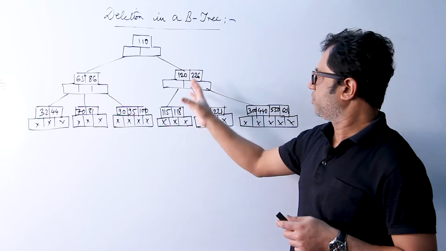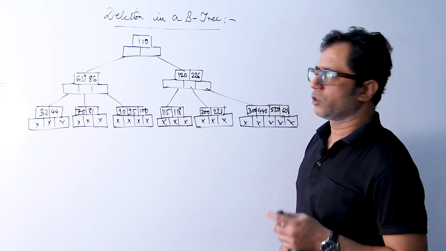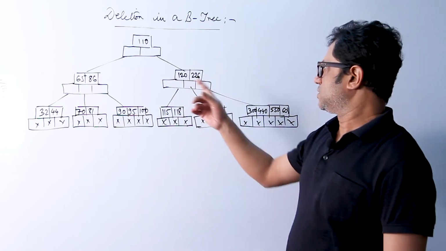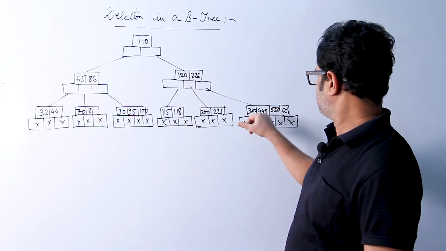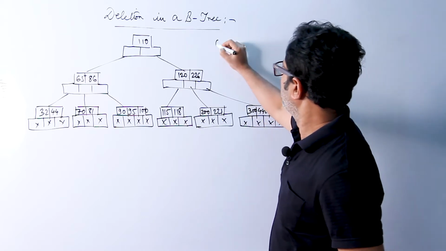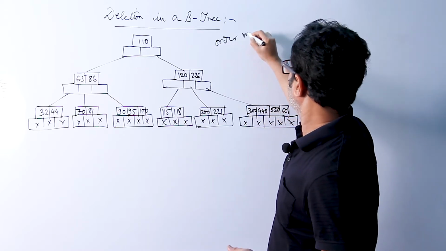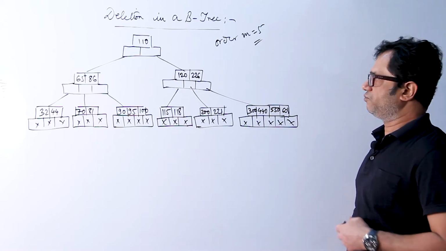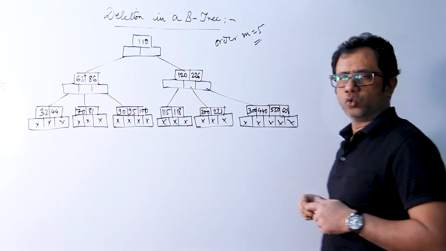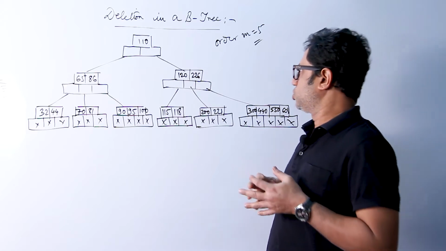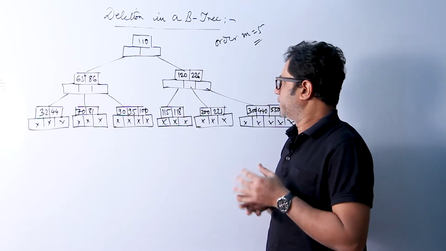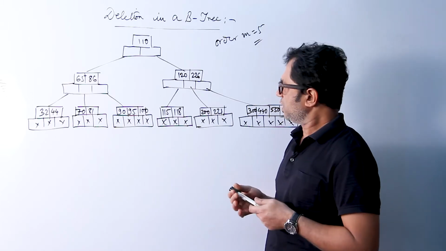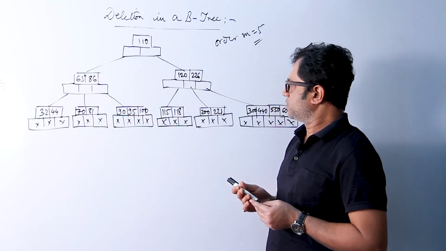So I have drawn a B tree for the purpose of showing you the different cases of deletions. Suppose this is a B tree of order 5, order m is equal to 5, where we are going to do some deletions and show you how the deletions are performed on a B tree. First, let us go for a deletion which is quite simple.